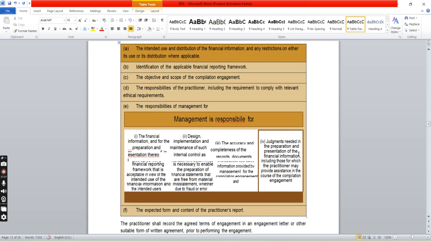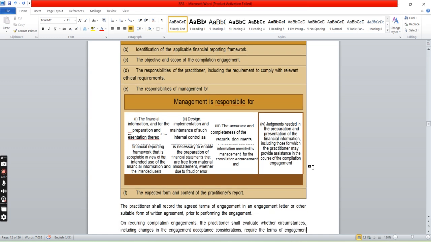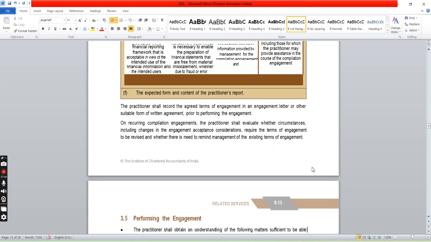And judgment needed in the preparation and presentation of financial information, including those for which the practitioner may provide assistance in the course of the compilation engagement. What will be the expected form and content of the practitioner's report? The practitioner will record the agreed terms of engagement in an engagement letter or other suitable form of written agreement prior to performing the engagement.